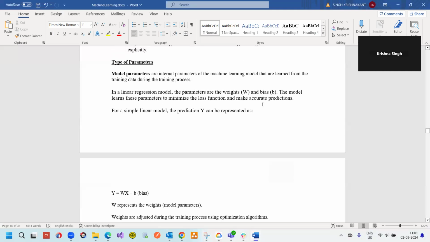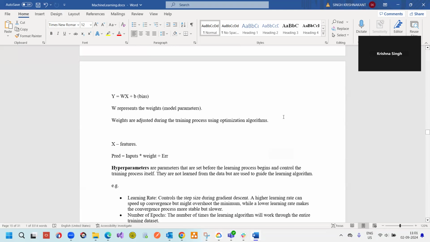So we are finding the best fitment values for weight and bias so that our loss should be minimum. For now, just keep this note.